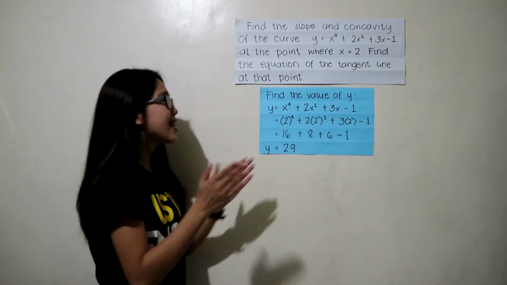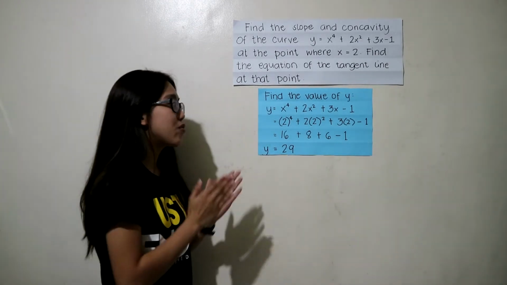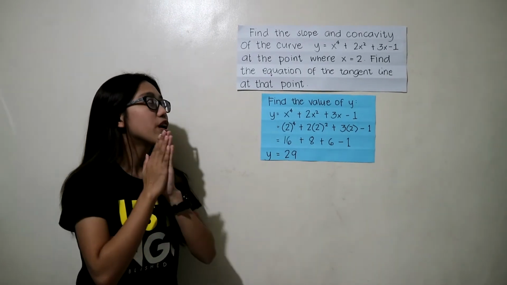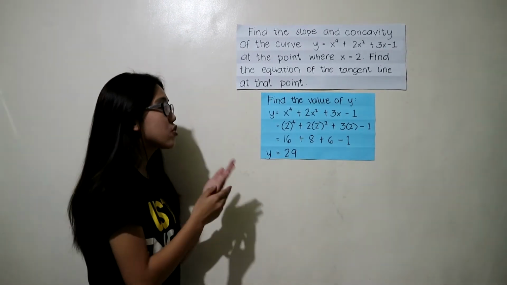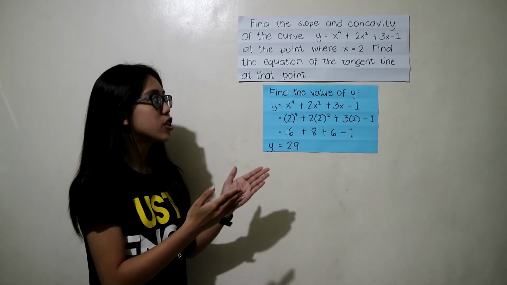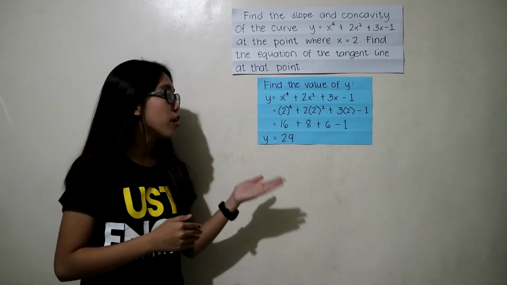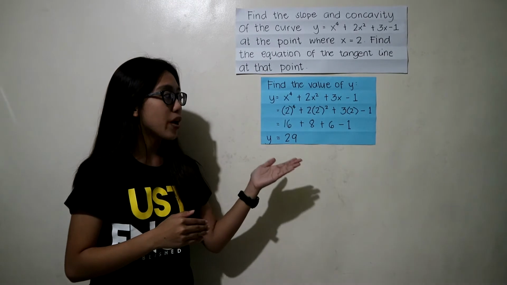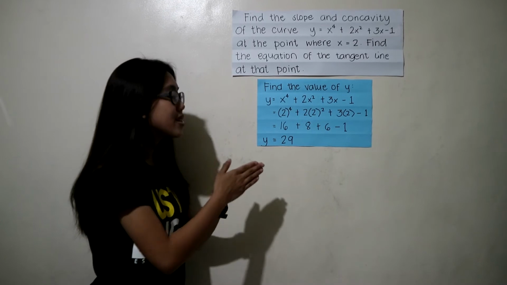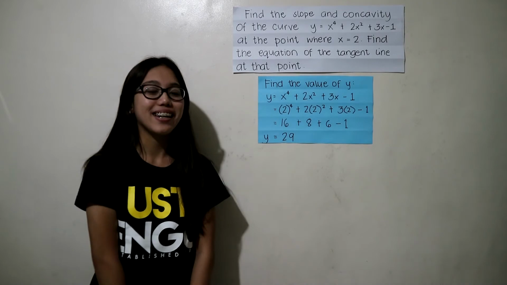Lastly, in getting the equation of the tangent line at that point, where x is 2, first we need to find the value of y. In getting the value of y, we will use the original equation, which is x to the 4th plus 2x squared plus 3x minus 1, and then we will substitute 2 for all of the x's. So it will be 2 raised to the 4th plus 2 times 2 squared plus 3 times 2 minus 1, so it will become 16 plus 8 plus 6 minus 1, so our y is equal to 29.